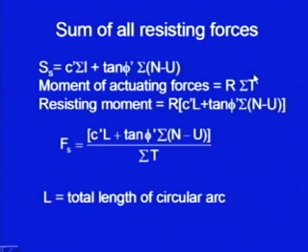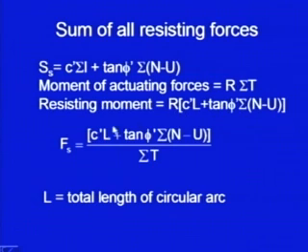We have already discussed that t is the actuating component. So, its moment will be r into summation of t, and the resisting moment will be r into (C dash L plus tan phi dash summation of (N minus U)). Here I have replaced summation of l by capital L, the total length of the circular arc. So, summation of small l is nothing but capital L. The moment of the resisting forces will be r into this much, and the moment of actuating forces is r into summation of t.